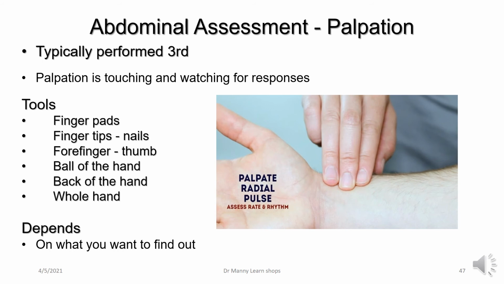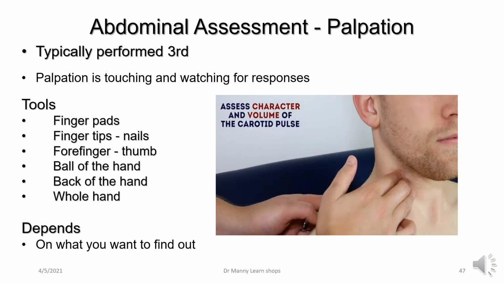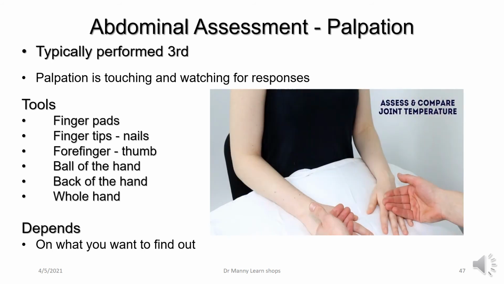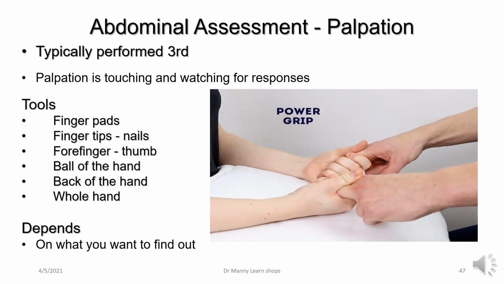So for example, when you're palpating a radial pulse for rate and rhythm, you'll be using your finger pads. When you're feeling a carotid pulse, your finger pads. When you're assessing temperature, the backs of your hand, because they're more sensitive than the palms. The palms you use all the time; the backs of your hands or fingers you don't. Here, you're using your whole hand to determine grip, maybe because you're suspecting stroke or muscle weakness.